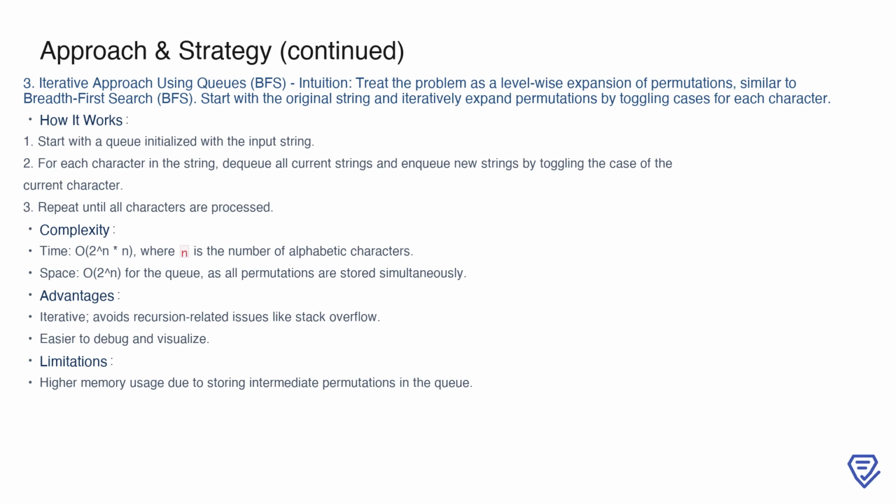The time complexity remains 2^n * n, as we generate all permutations, but the space complexity is higher due to the queue, which can store up to 2^n strings at once. The BFS-style approach has its advantages, such as avoiding recursion and being easier to debug and visualize. However, the trade-off is its higher memory usage, as intermediate permutations need to be stored simultaneously.